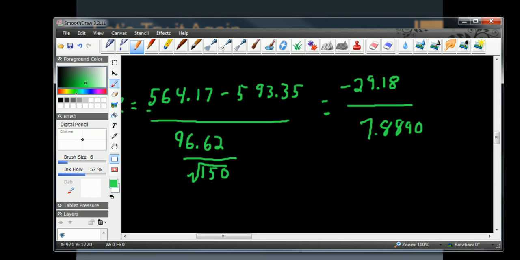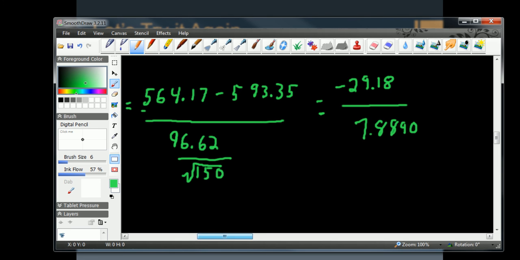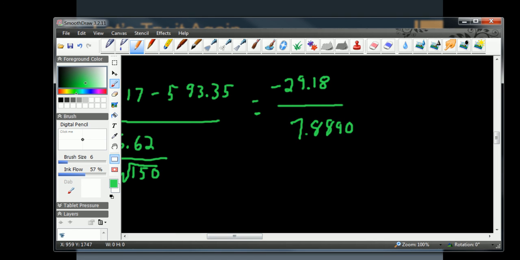There, rounding. Alright, in any case, as long as you're in the ballpark of rounding error, you're fine. So now we simply divide negative 29.18 divided by 7.8890 gives us negative 3.70, in that ballpark. I'm rounding here, so your number might be slightly off, but that should be okay.